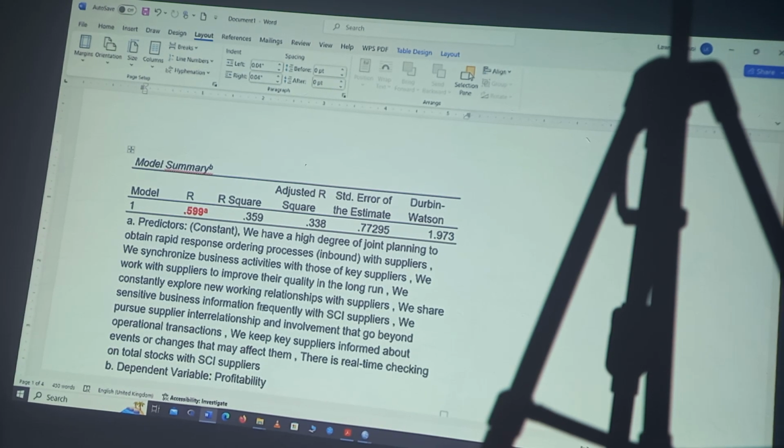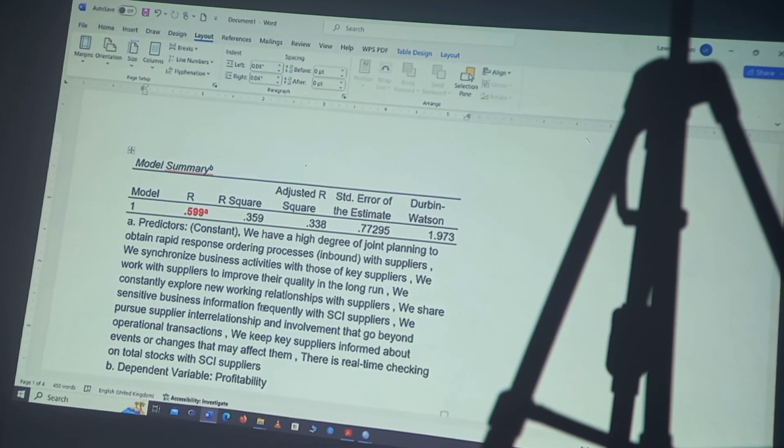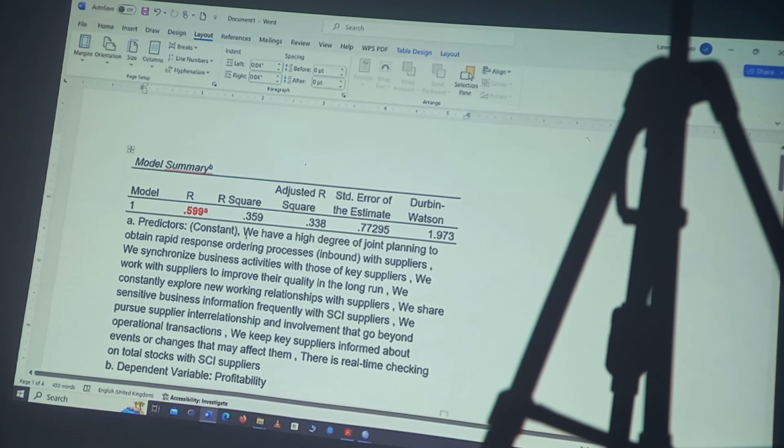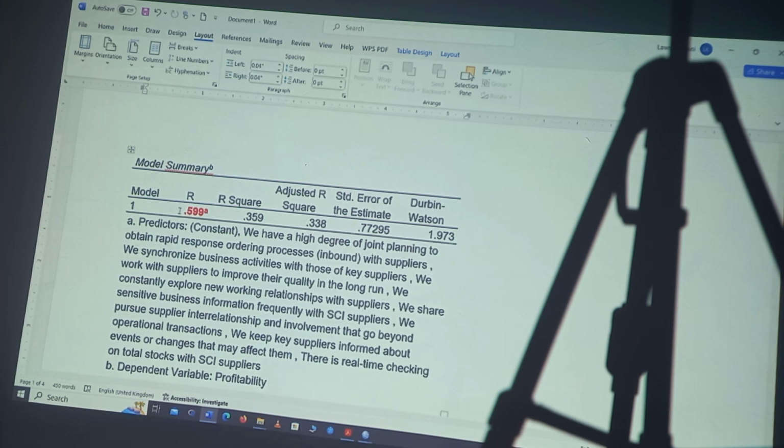So you must always be very careful with the way you interpret the results here. Before you say that the predictors are improving the dependent variable, come and check the behavior of the joint correlation. If it is negative, then it is not improving it. It is rather reducing it by that particular margin or percentage.